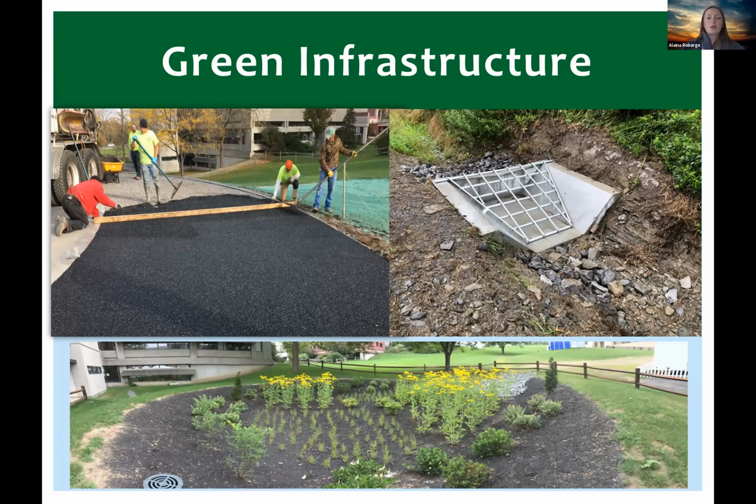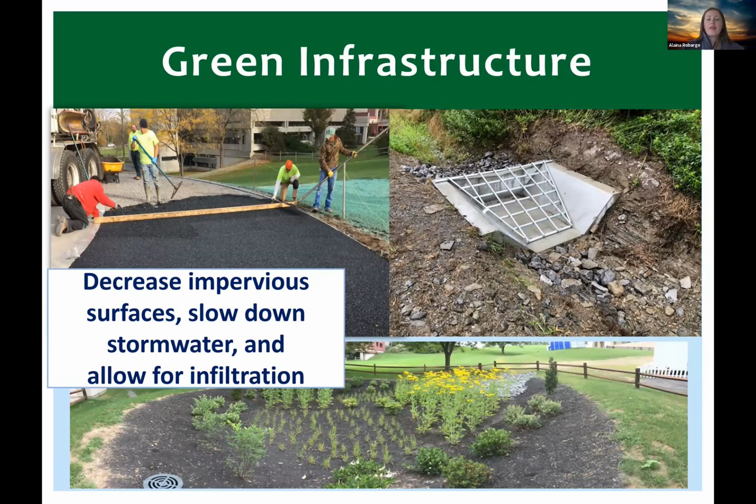So all of our goals with green infrastructure projects are to decrease our impervious surfaces. We want to slow down stormwater and then allow for infiltration. So we're trying to build a better sponge, right? We're trying to make the environment that we live in a really good sponge so it can soak up all that water in rain and snow events.